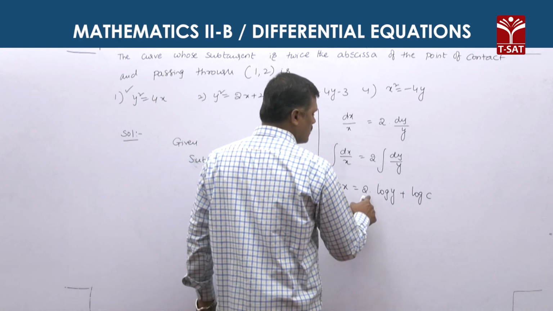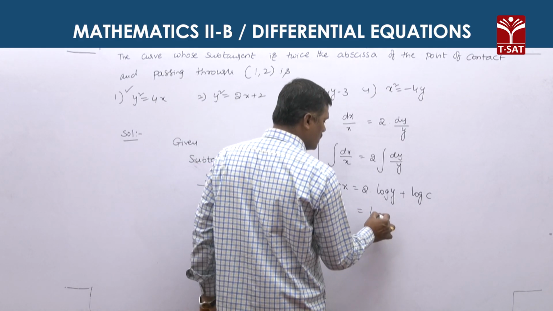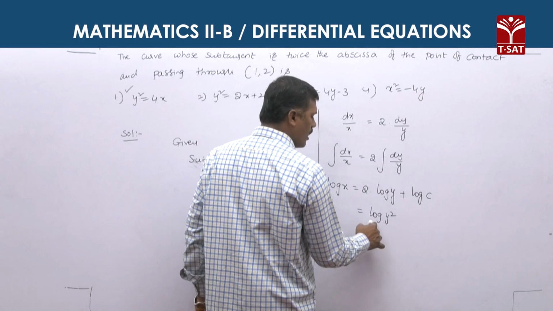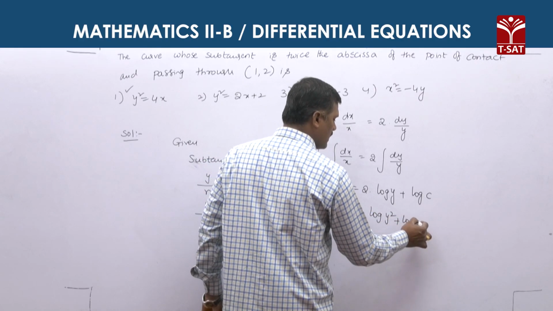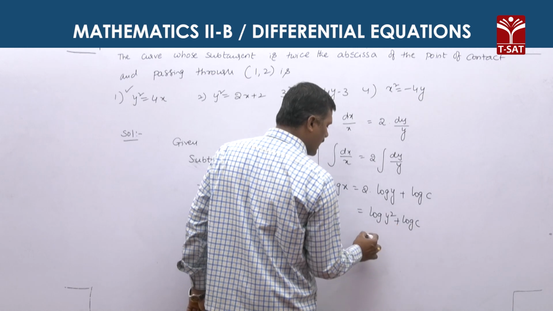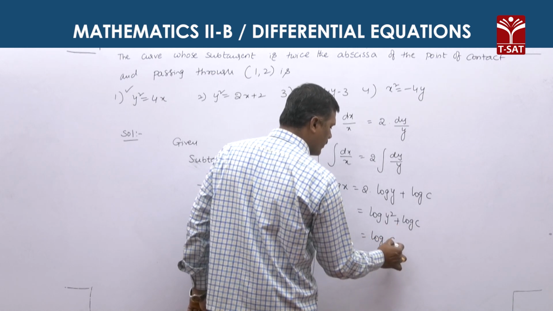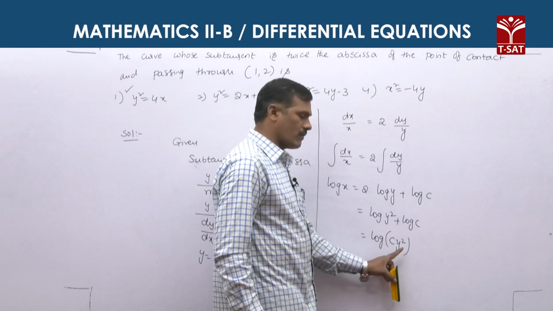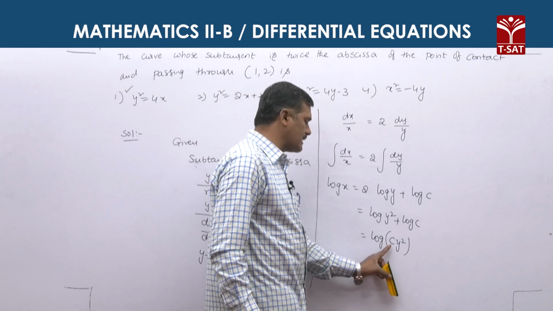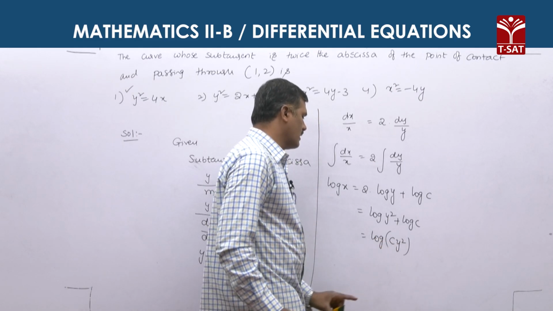So 2 log y can be written as log y square, log x to the power of n into log x plus log c. Log a plus log b, again we can write it as log of a into b, c y square. Here a is c, b is y square. Log a into b can be written as log a plus log b.